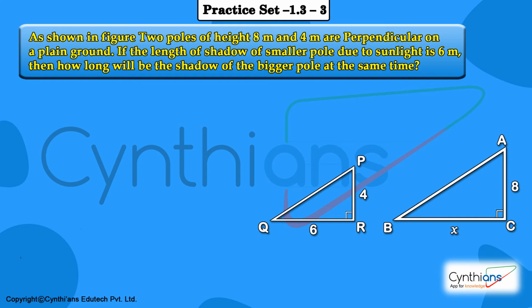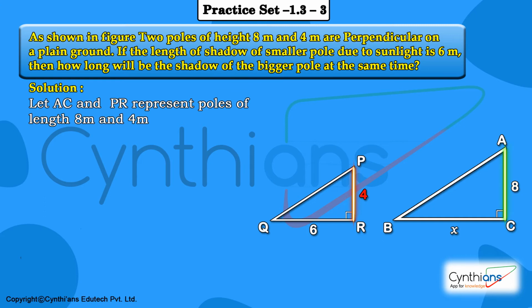Now when you look at the figure, we don't understand which one is the pole and which is the shadow. So since we don't have the information, let us start with the solution. Let AC and PR represent poles of length 8 meter and 4 meter respectively. Now when you see, the poles have been erected, that is, they are perpendicular to the ground. So let us show 90 degrees in the figure.